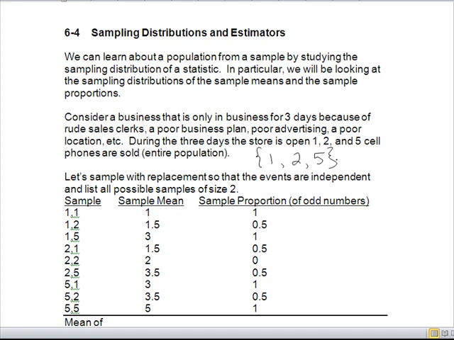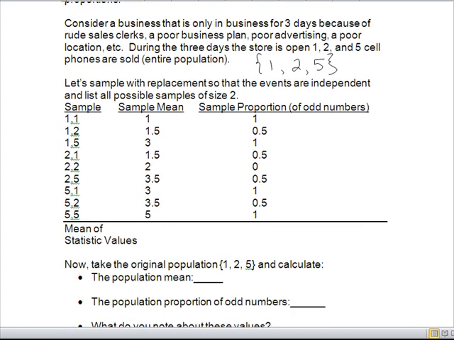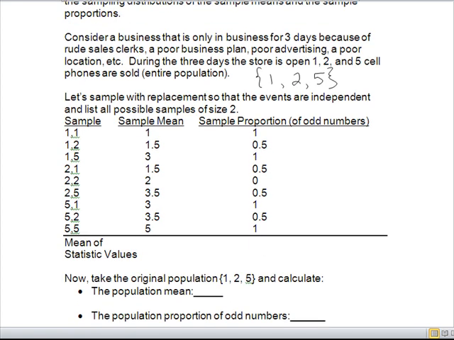Now, what we want to do is find the mean of each of these samples. So the mean of the first sample, 1 plus 1 is 2, divided by 2 is 1. 1 plus 2 is 3, divided by 2 is 1.5. 1 plus 5 is 6, divided by 2 is 3, and so forth. So I add the 2 and divide by 2.